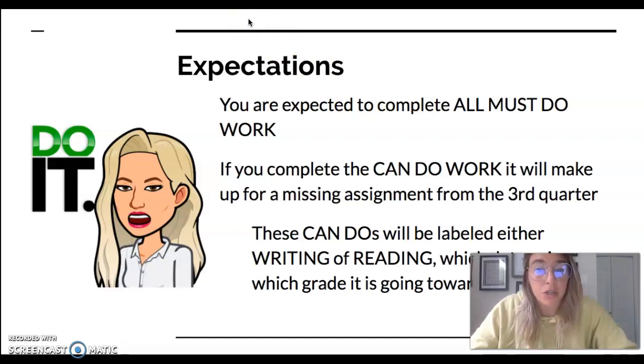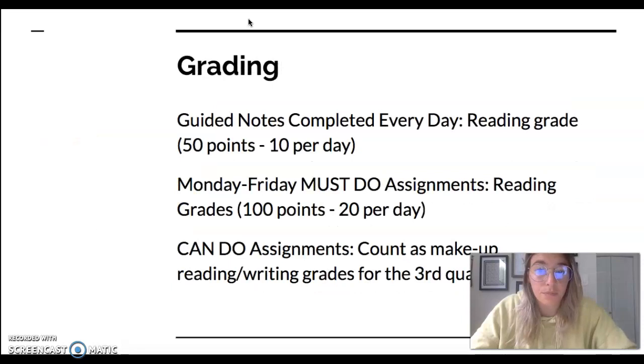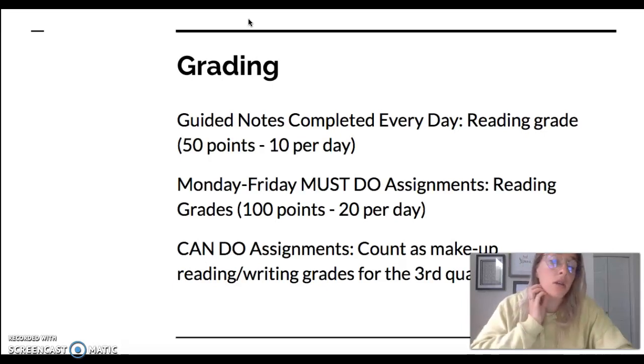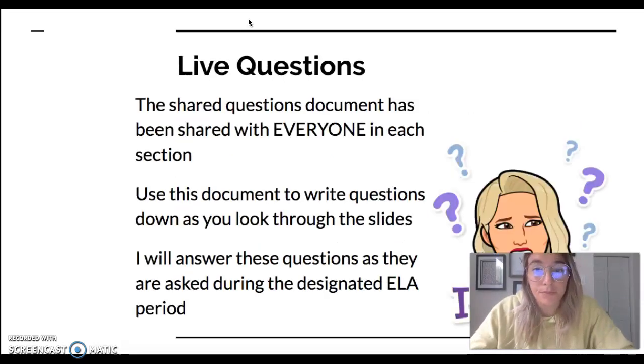So expectations: you need to do all must-do work, and the can-do work can make up for assignments that were missing in the third quarter. Grading: 50 points per week, 10 points per day for guided notes, 100 points per week, 20 points per day for must-do assignments. And again, can-do assignments can make up for assignments that you missed in the third quarter.